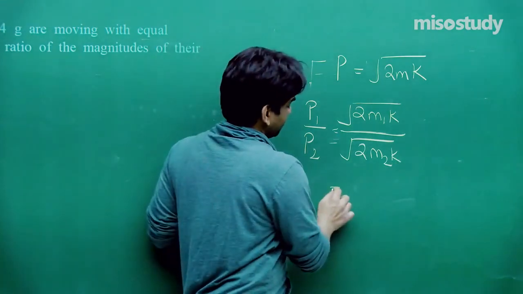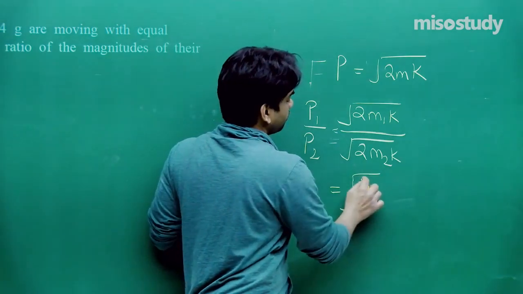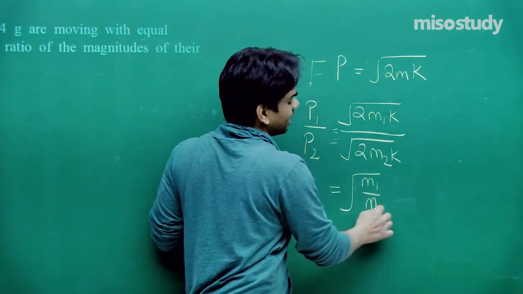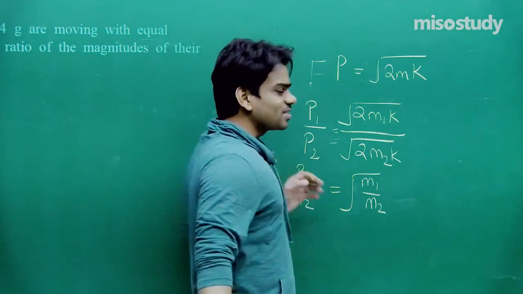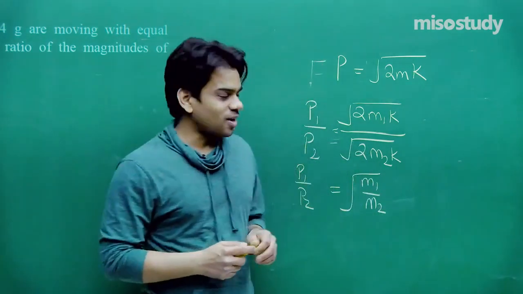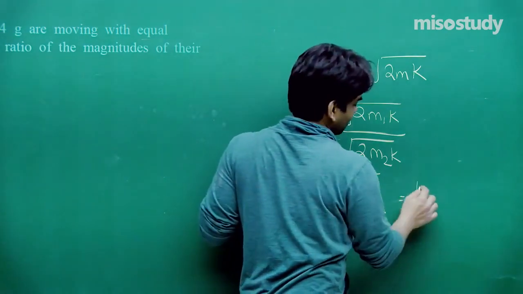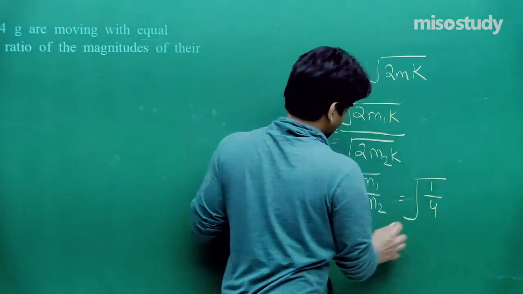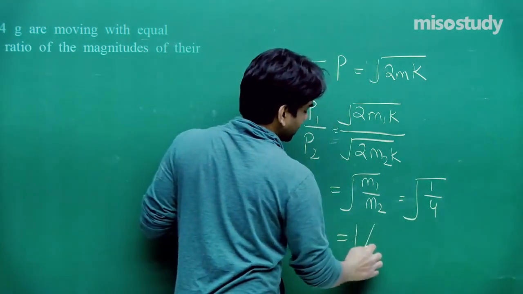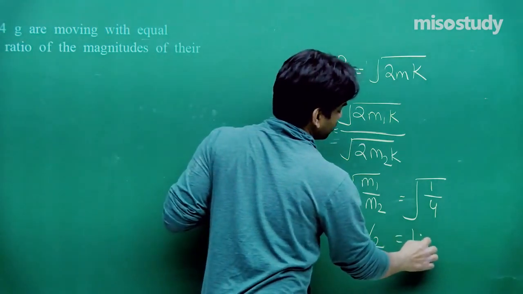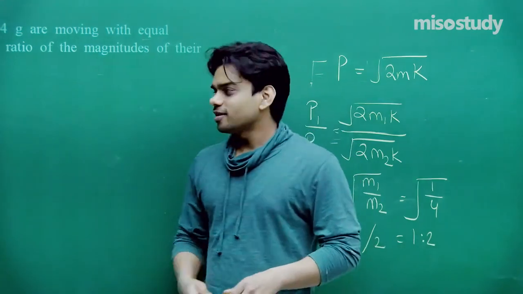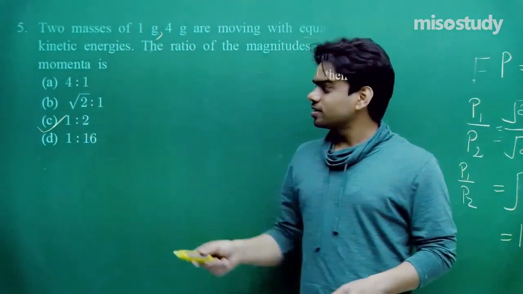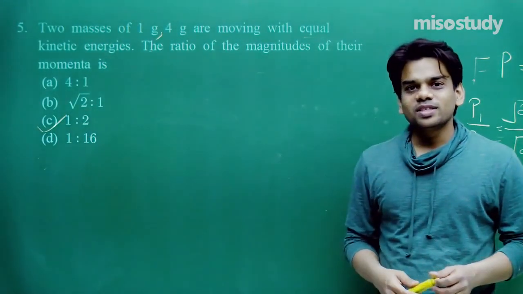Now you see here, this will turn out to be under root of m1 by m2. Kinetic energy is same, so that's why I have used this. Masses are in proportion 1 gram and 4 gram, so keep here 1 by 4. The response you will be getting is 1 by 2, that is 1:2. Clearly the ratio will be 1:2. Let's check the answer. Option C matches with our response. That is 1:2 is the right answer.